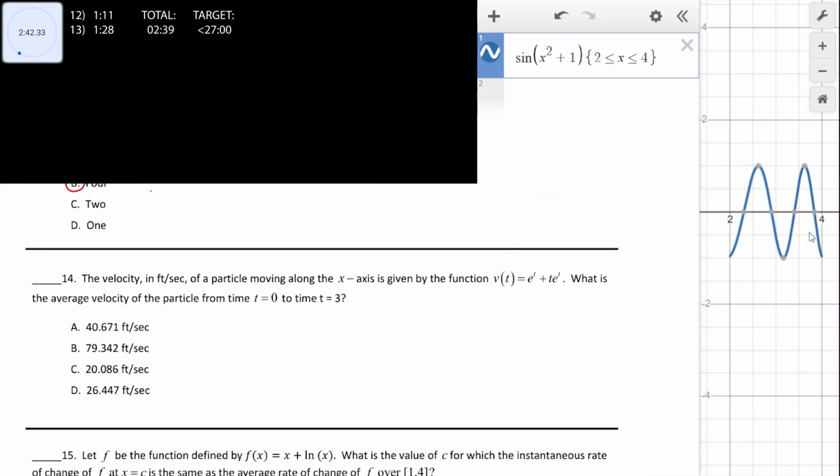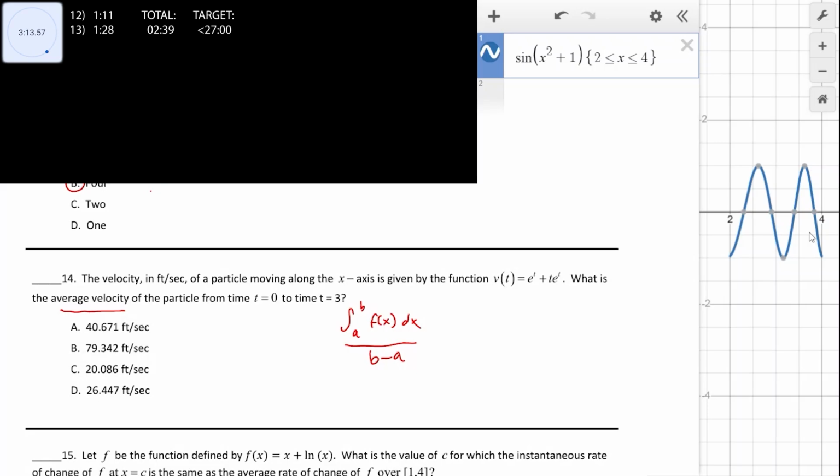Number 14 says that the velocity in feet per second of a particle moving along the x-axis is given by the function v of t equals e to the power t, plus t times e to the t. What is the average velocity of the particle from time equals 0 to time equals 3? So the average value formula is going to be the integral from a to b of f of x dx over b minus a. And so what this gives you is the average value of a function between a and b.